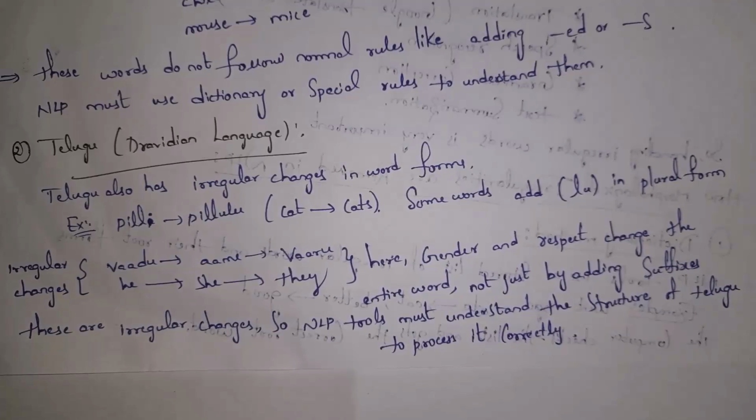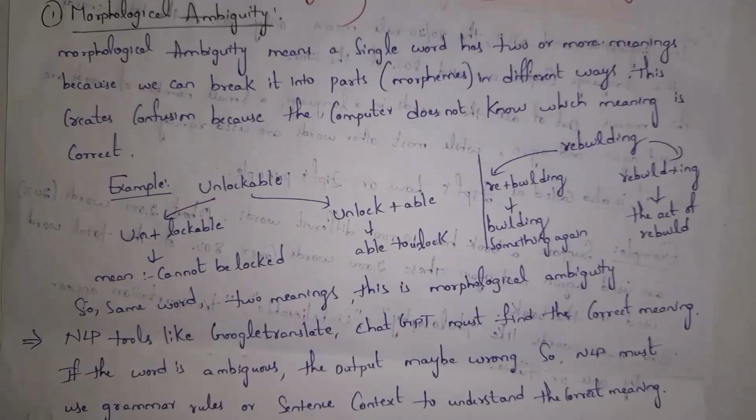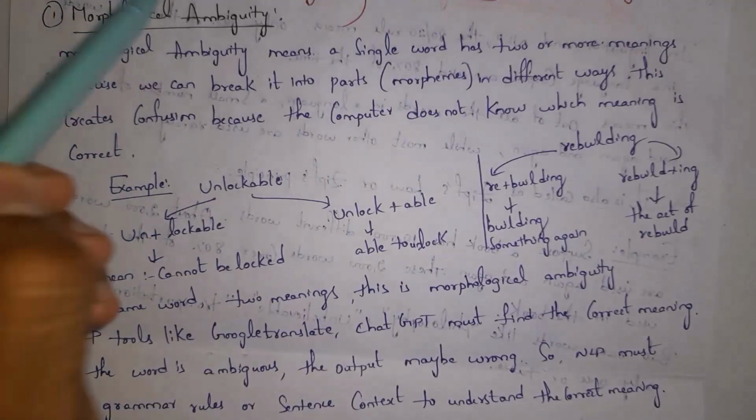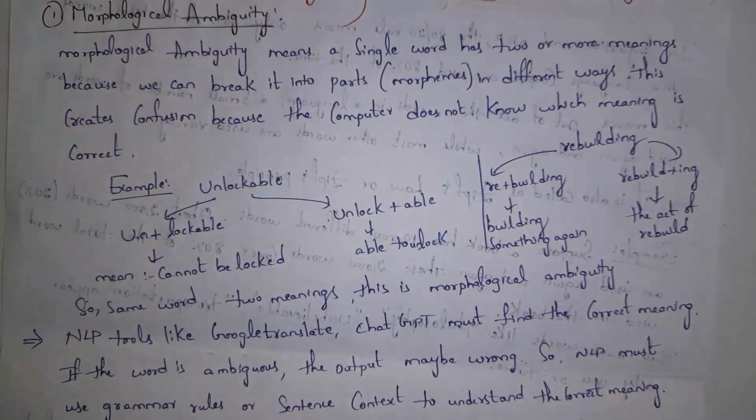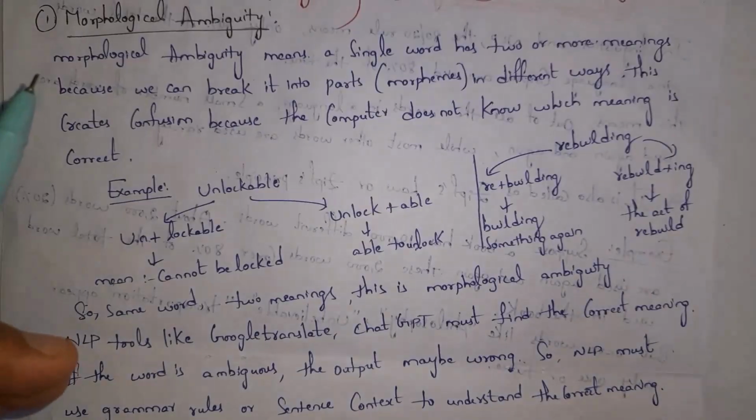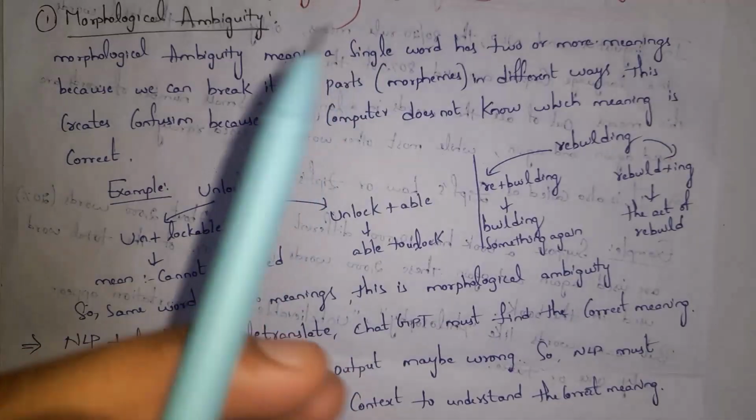So by using dictionaries and various kinds of tools, NLP will understand the structure of Telugu properly. Next I will explain what is morphological ambiguity. Morphological ambiguity means a single word has two or more meanings because we break those words into two parts in different ways. This creates confusion because the computer doesn't know which meaning is correct.